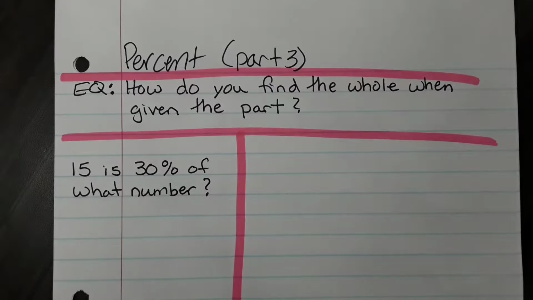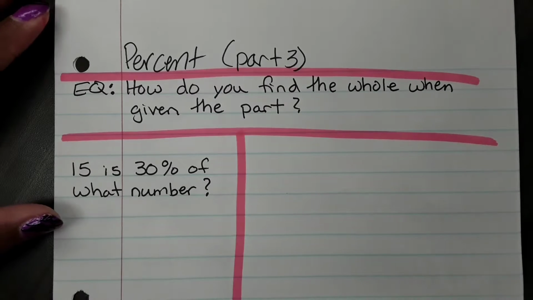Hillman here, and we're going to go over our third type of percent problem. How do you find the whole when given the part? An example would be, I'm going to borrow $15 from Ms. Castro. It's 30% of what she actually has in her purse. We want to know how much did she start with in her purse.